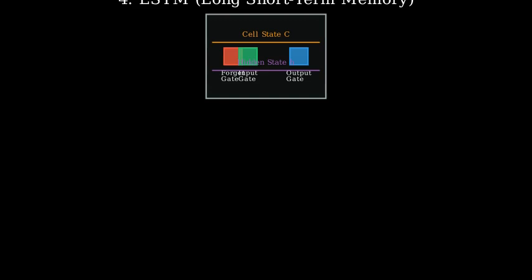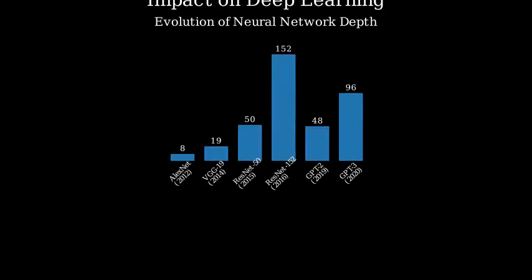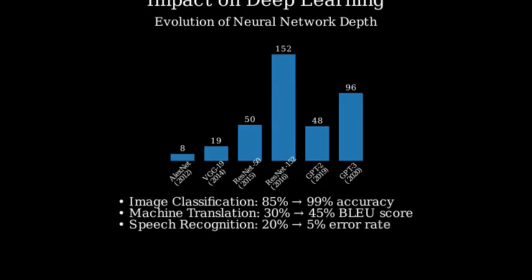What does solving the vanishing gradient problem mean for deep learning? These solutions have been revolutionary for the field. They've enabled the training of much deeper networks, which can learn more complex patterns and representations. This has led to significant performance improvements across various tasks, including image recognition, natural language processing, and reinforcement learning.